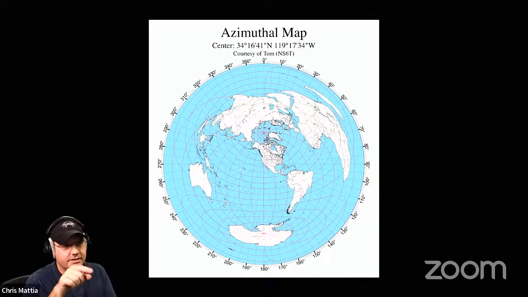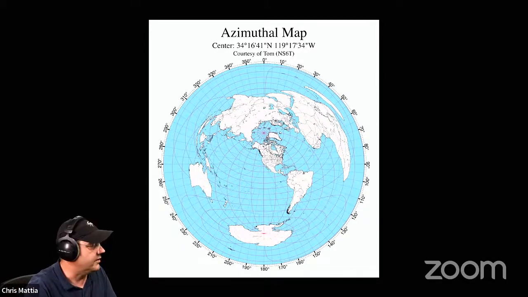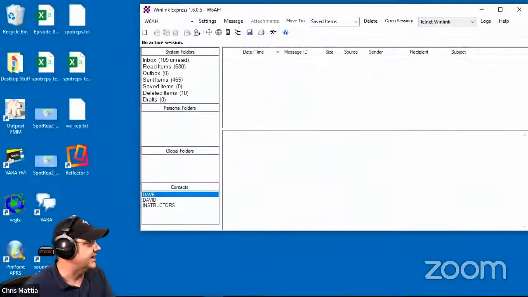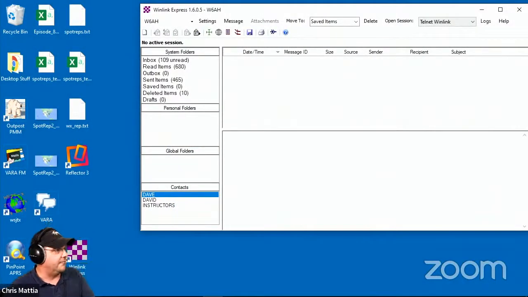With this one, you plug in your latitude and longitude here, and it centers the world on your location. And then if you're trying to contact a station around the world somewhere, the bearings around the outside edge perimeter of the map show you the bearing that you need to point your antenna to in order to try and get the great circle path to that location. So, very cool.